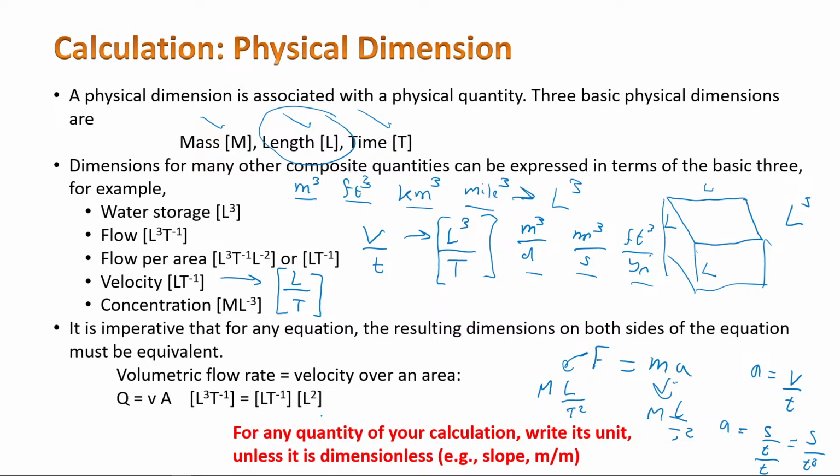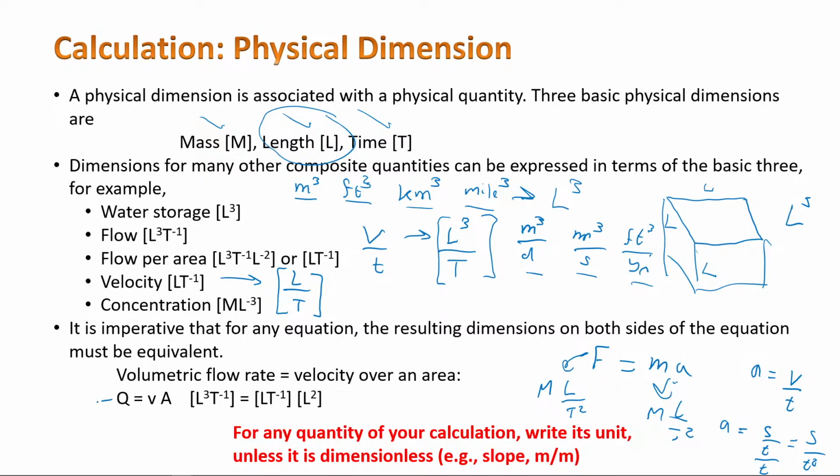Let's look at another example. Volumetric flow rate is equal to velocity times area. This is the continuity equation. For any quantity you calculate, write its unit and its dimension.